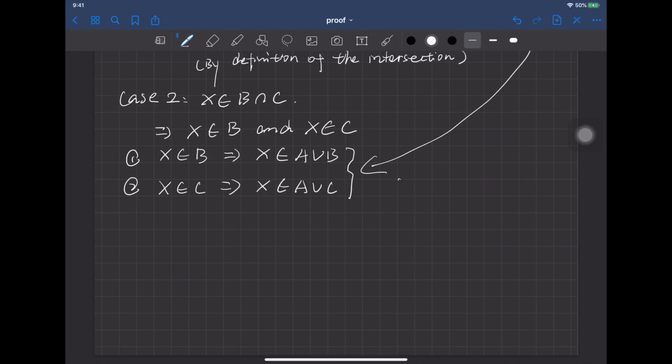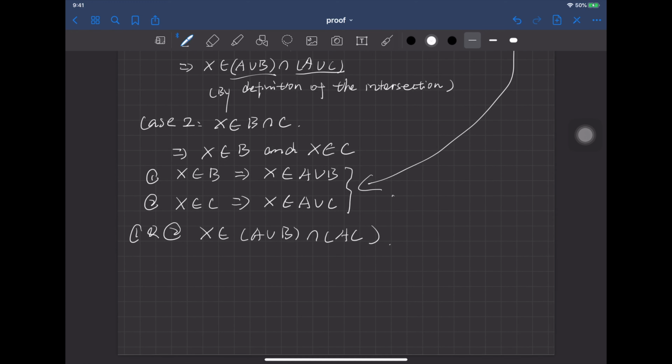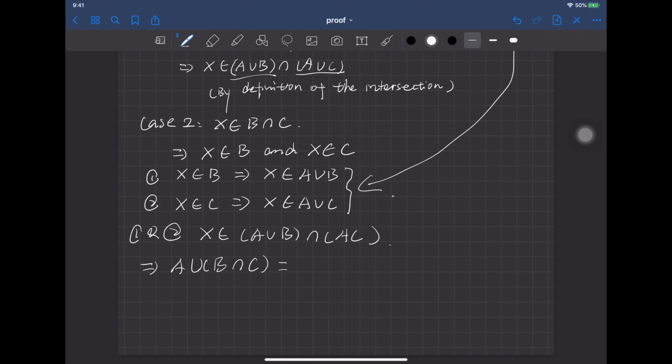So from these two, we have X is an element of A union B intersect A union C. So in either of the two cases, it follows that A union the intersection of B and C is a subset of A union B intersect A union C.